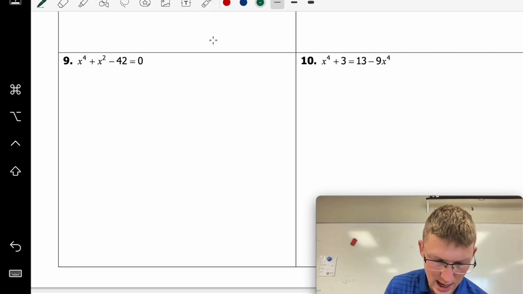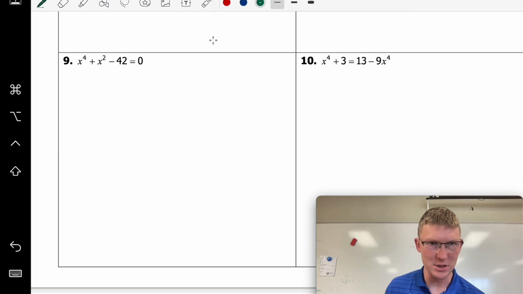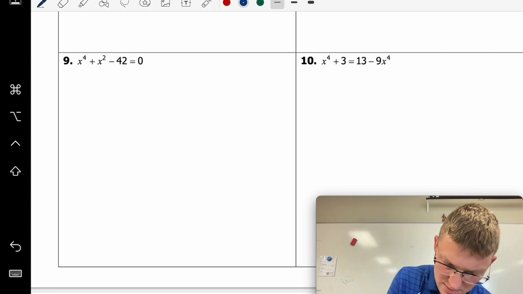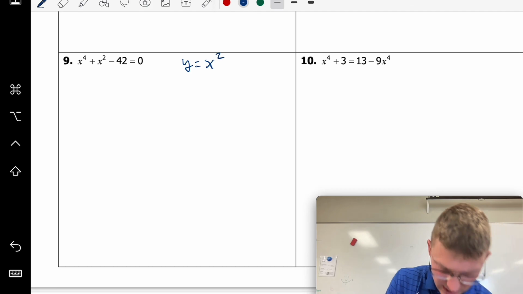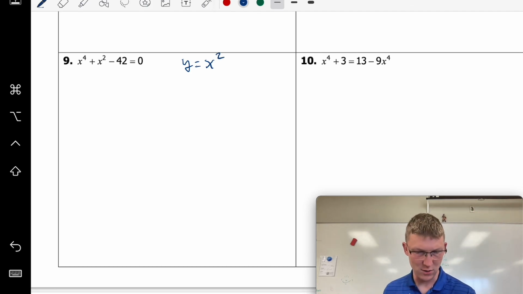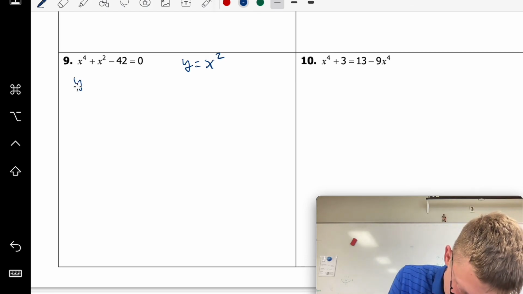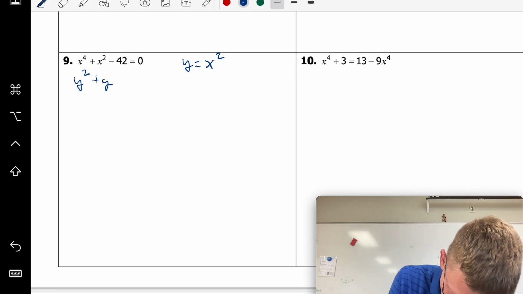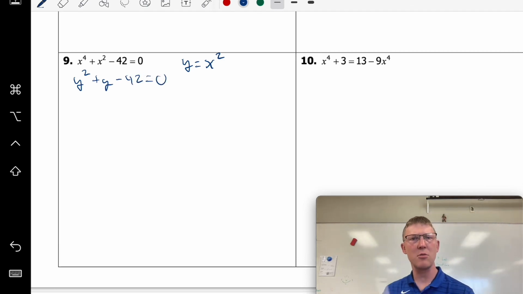So when I'm looking at 9, it's going to get kind of confusing, right? We've got all these x to the 4ths and x squareds. I've mentioned before, sometimes it might be easier to just swap those variables out. So if I say y equals x squared, I can change this into y squared plus y minus 42 equals 0. And I just have to remember to put the x squareds back in later on. So that makes a little bit more sense.